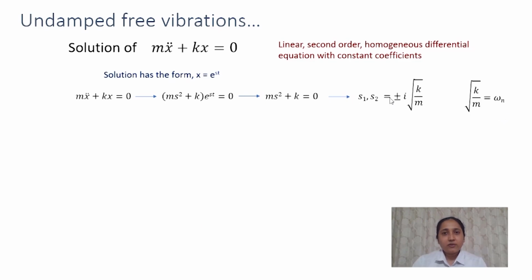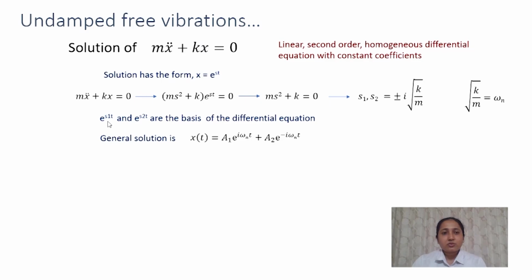So we have two values, s1 and s2. That means e to the power s1 t and e to the power s2 t, both of them are solutions of this equation. So e to the power s1 t and e to the power s2 t are the basis of this differential equation. And we can formulate the general solution of this equation by taking a linear combination of these two functions.